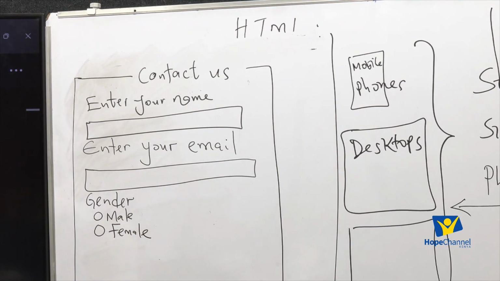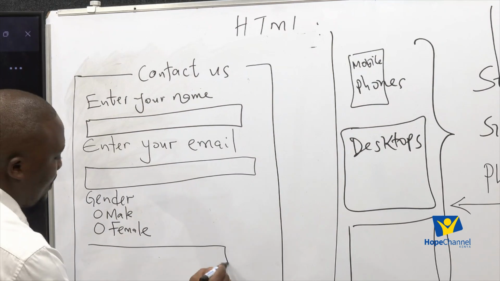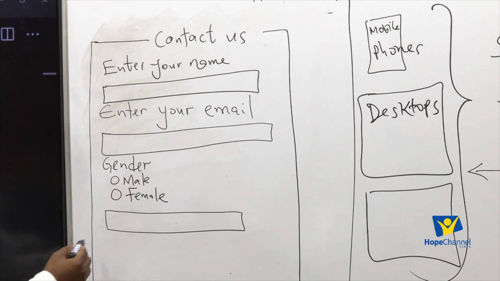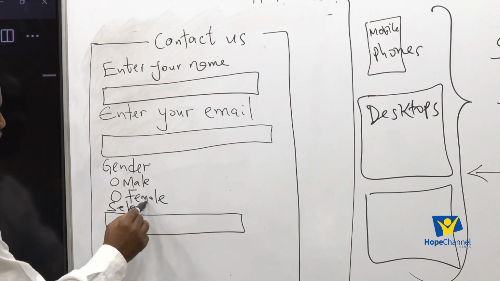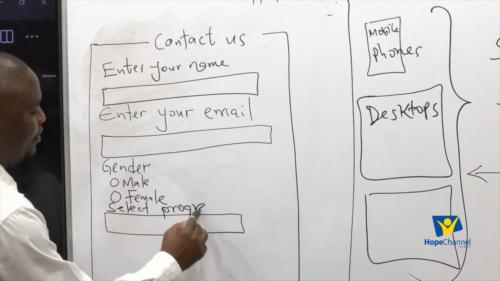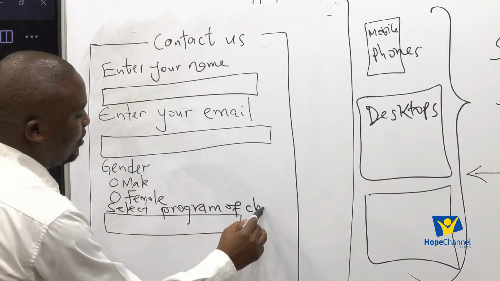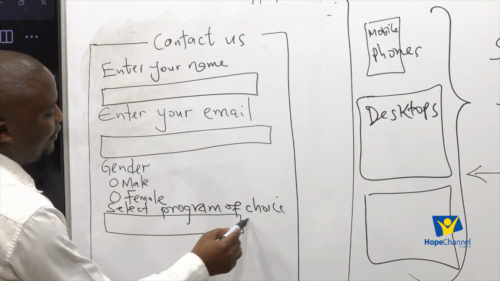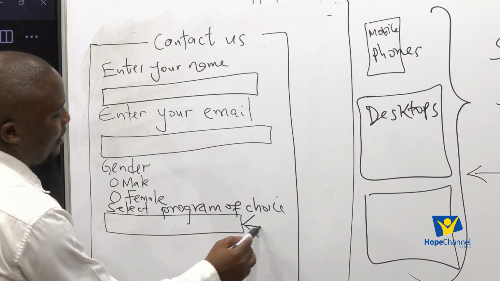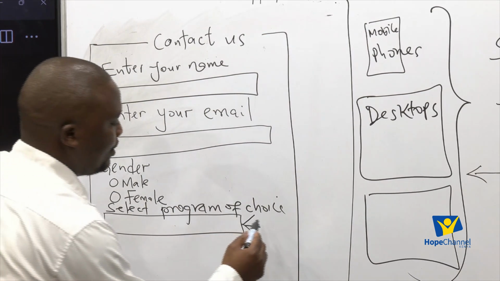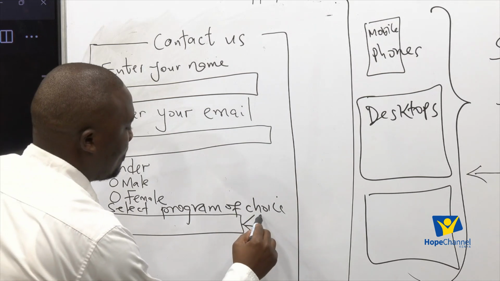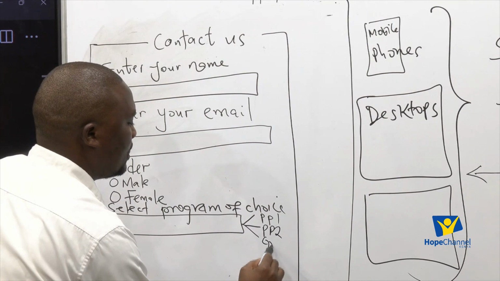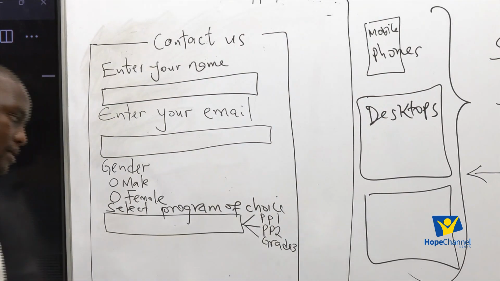Then from there we can have a select where we are telling someone to select the program of their choice. So we can have select program of choice. Then we can have several items in here defining maybe the selection. Like for example, we can say PP1, PP2, grade 3, etc.